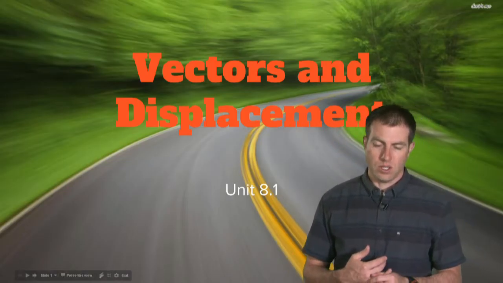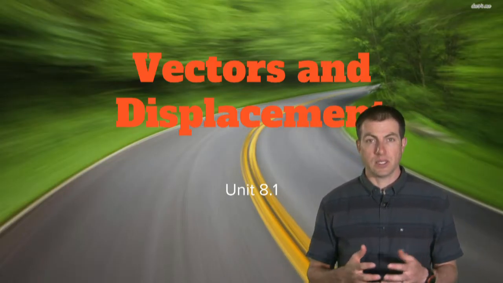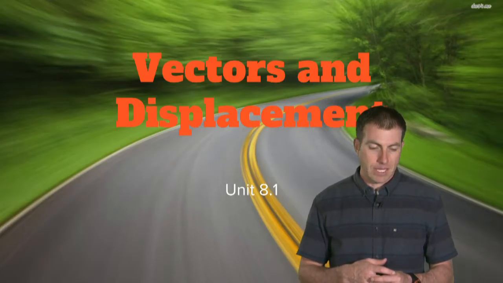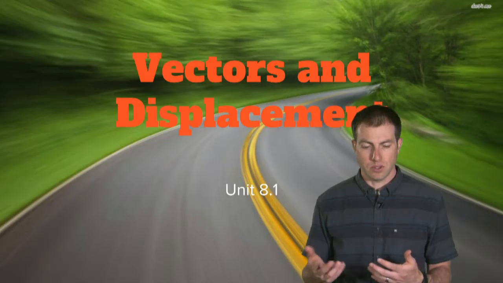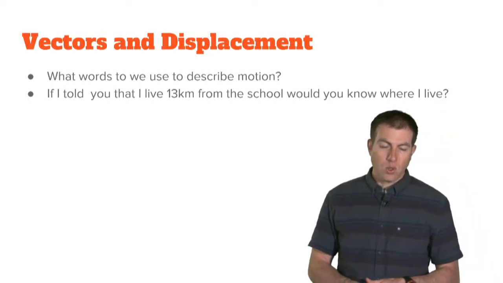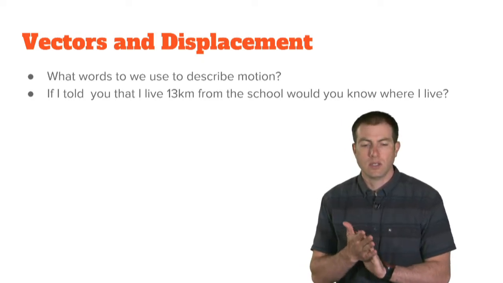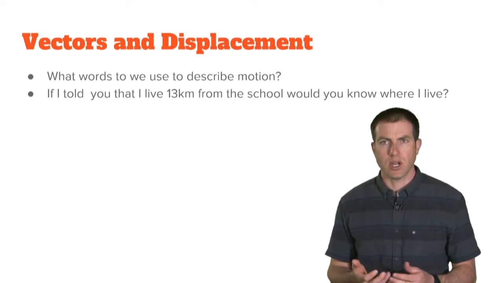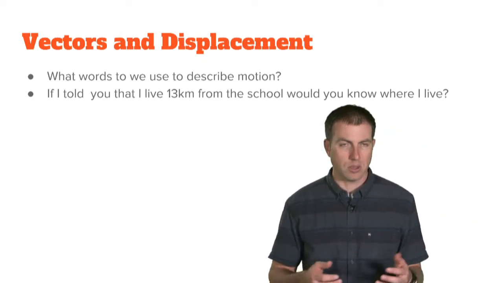In grade 10, we start at a fairly basic level talking about how objects move, and it leads into grade 11 physics if you decide to take that. We want to be able to describe motion so we can predict where things are going to be.